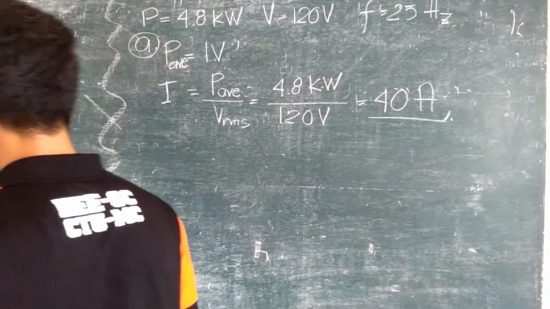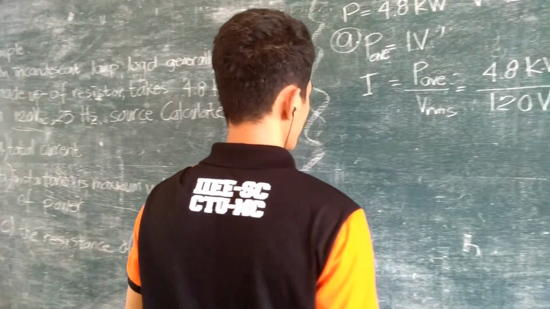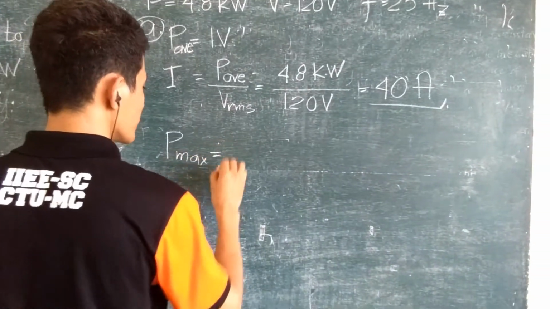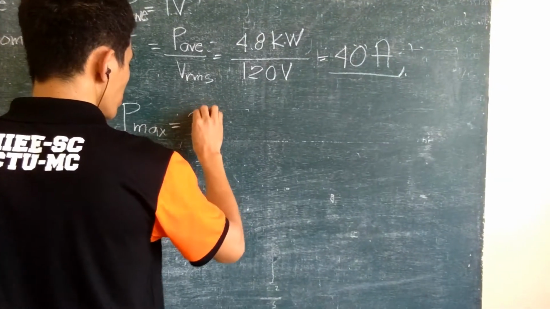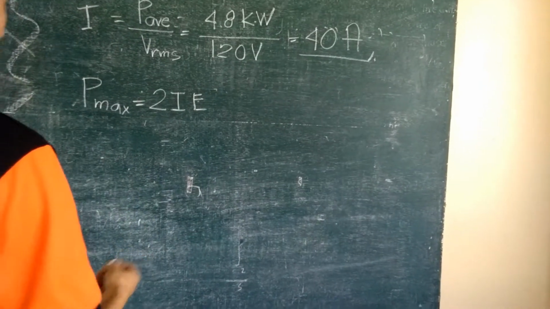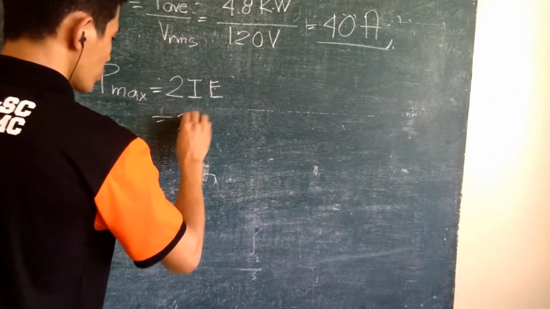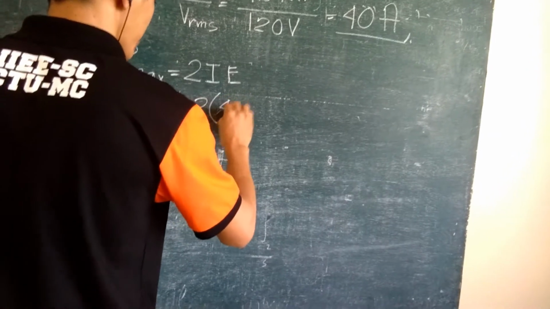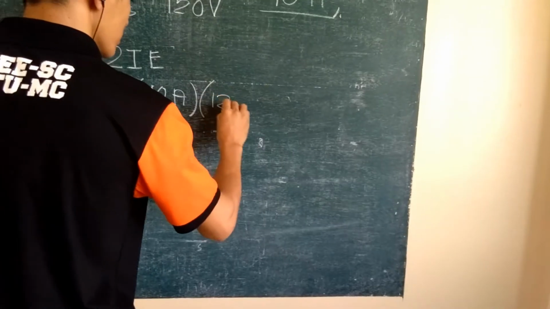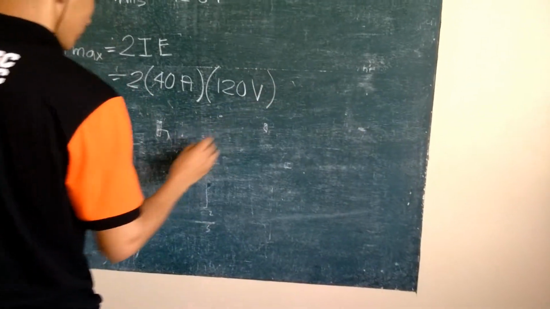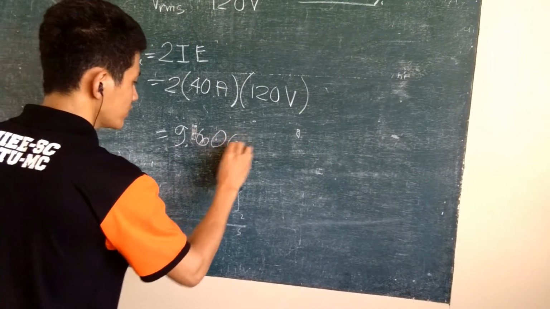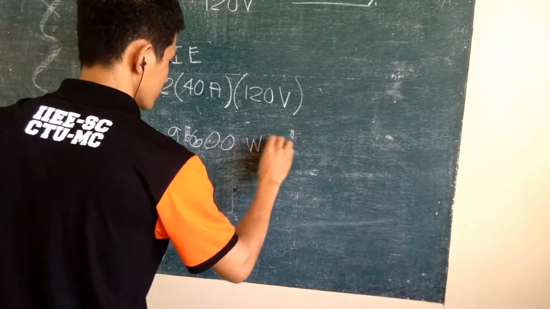Next, we have the instantaneous maximum value of power. Since maximum power is equal to 2IE, we have 2 times 40 amperes times 120 volts, which would result to 9,600 watts.